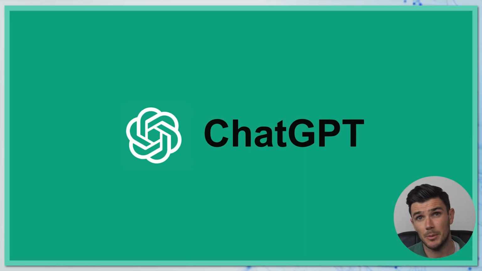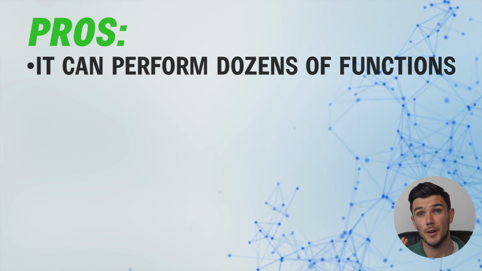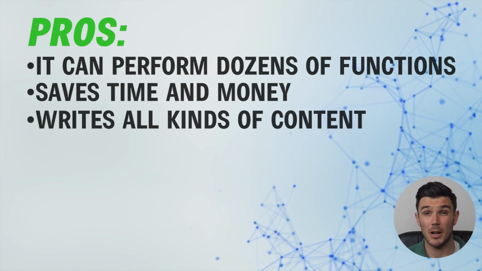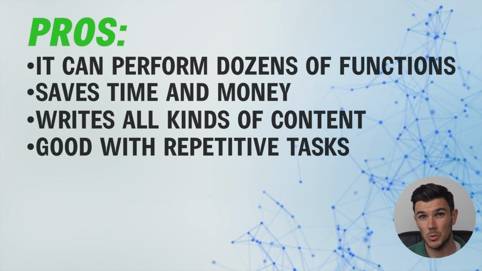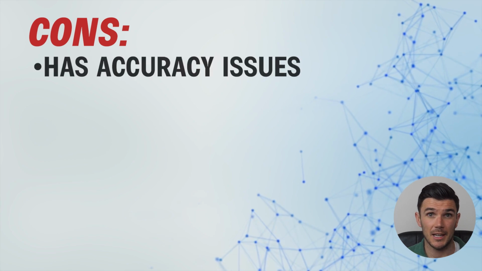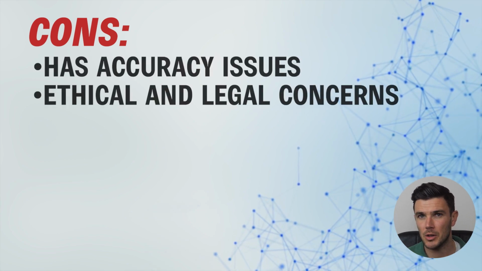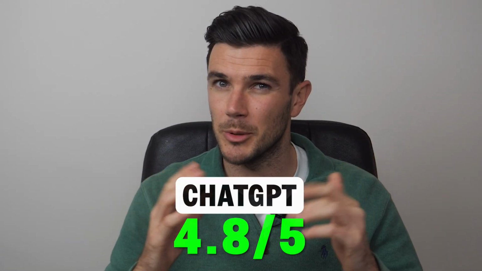Now, before I wrap up, obviously I have to mention ChatGPT too. The pros of ChatGPT, well, we all know them. It can perform dozens of functions. It saves time and money. It writes all kinds of content and it's good with repetitive tasks. It's also almost always available. And the cons, well, it definitely has accuracy issues as well as some ethical and legal concerns in certain niches. My score for that, 4.8 out of 5.